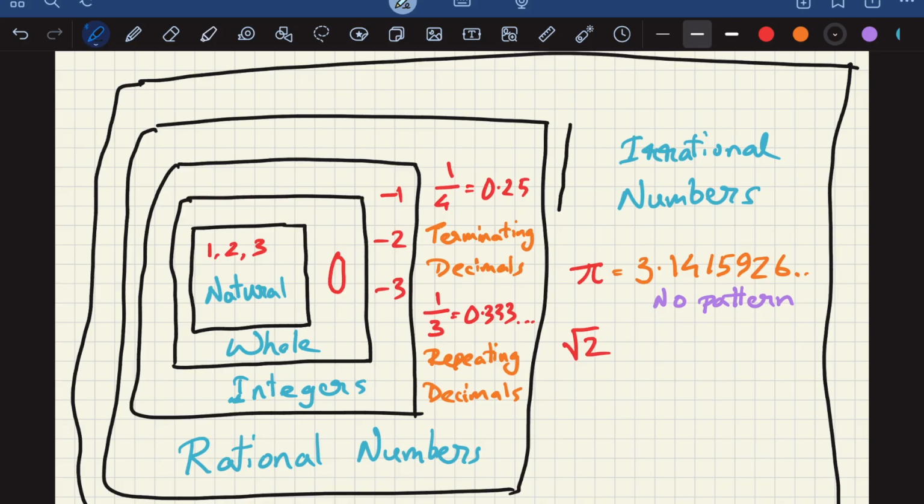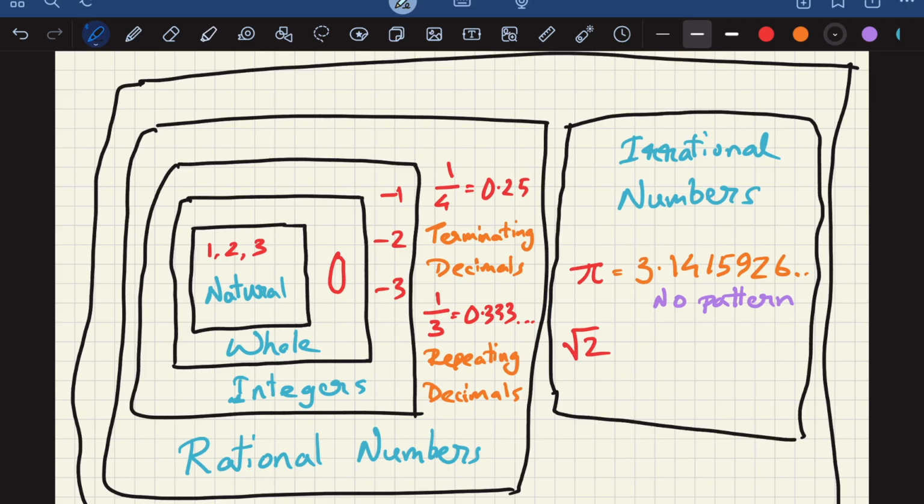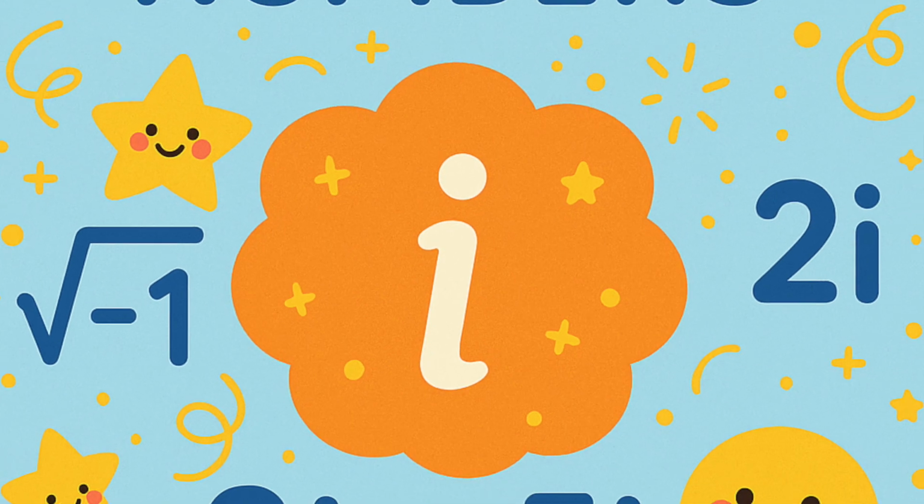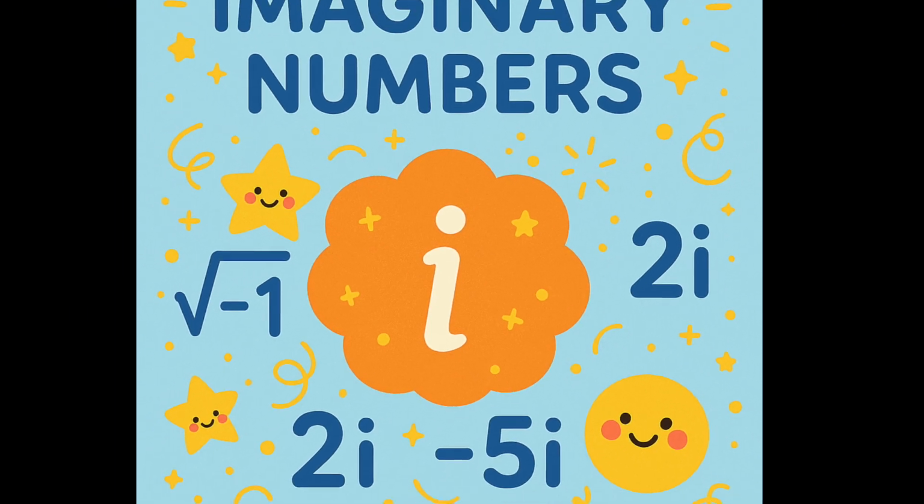Let me draw that box. And this is the irrational numbers box. So the rational numbers and the irrational numbers, these two boxes are inside the real numbers. Okay, these are the real numbers. There's one more set that we'll not cover in this video, imaginary numbers. That is for a future video.